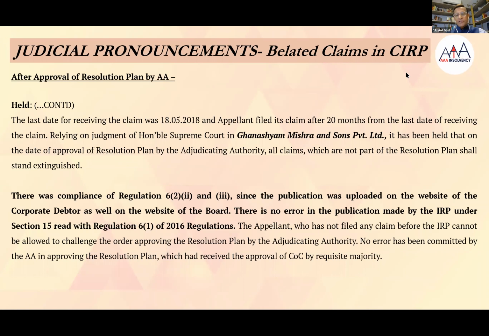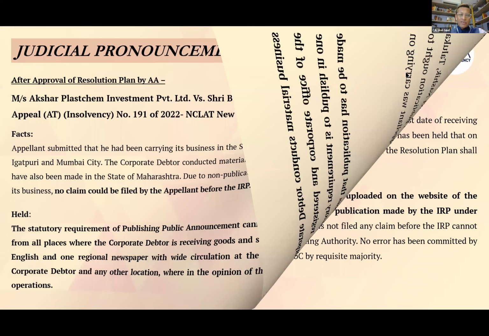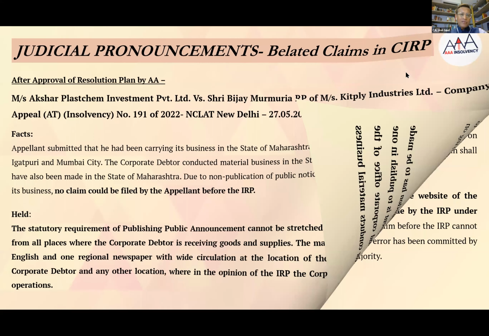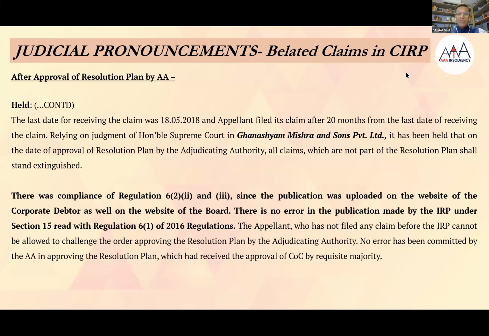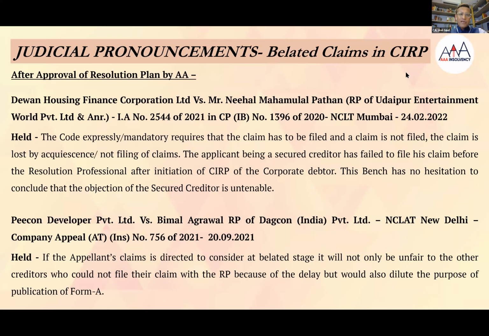So these are two judgments, Ankit, where the claimants who could not file their claim within the stipulated period took the argument that the publication was not correct. It was supposed to be published in their state also. However, both got rejections from the adjudicating authorities and the appellate authority. The reason being that it is important that the mandatory clauses are complied with, and the RP cannot be expected to publish these notices everywhere, wherever the business of the company is being held. So both were rejected by the court.